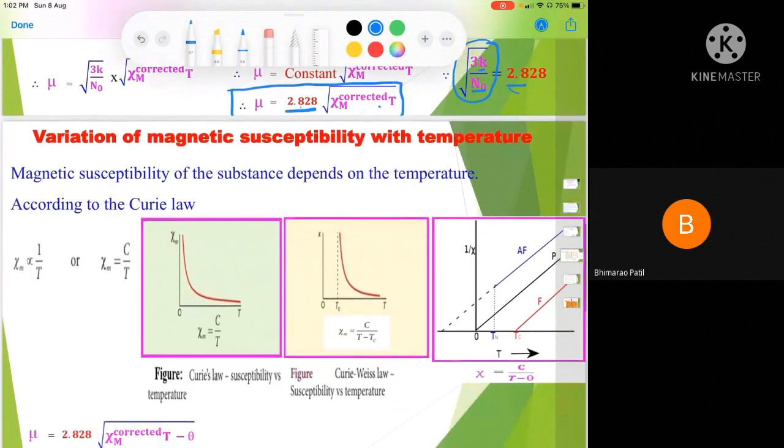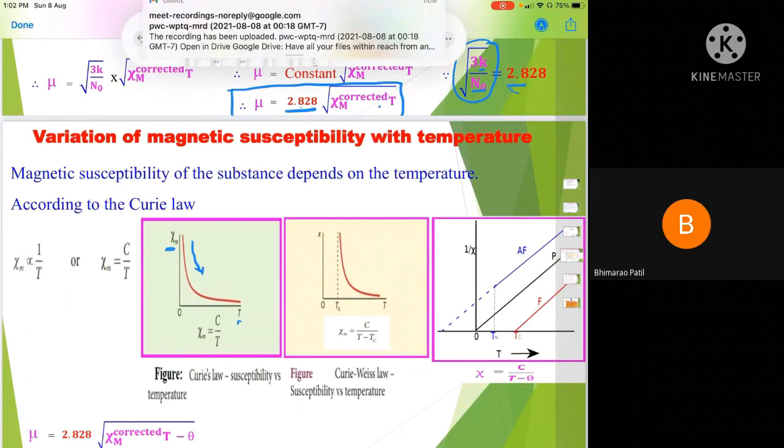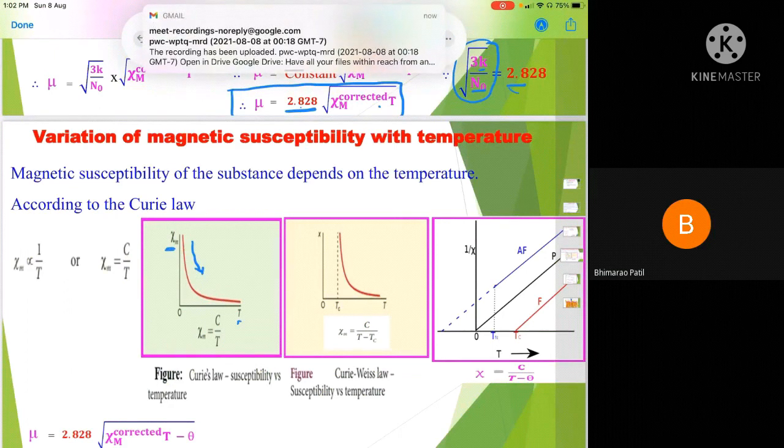Then if you plot the graph of molar magnetic susceptibility versus temperature, then you see in the first figure you will get a parabola. With increasing temperature, molar susceptibility goes on decreasing. Yes, this is applicable for paramagnetic substances.